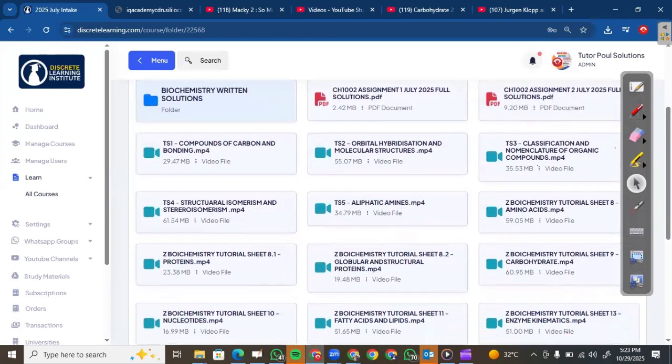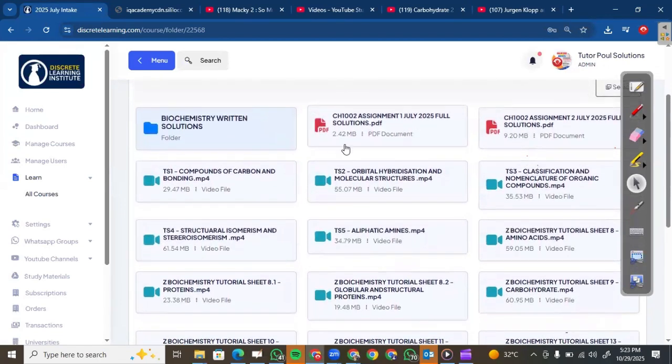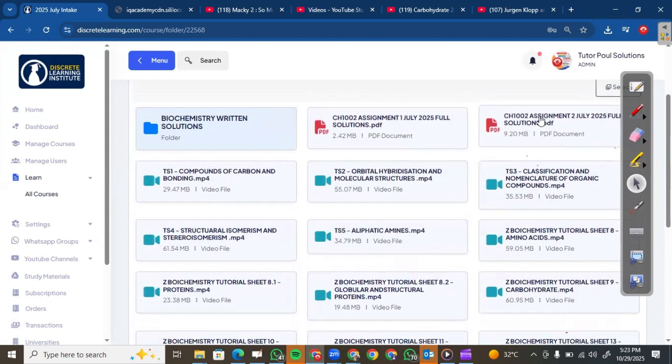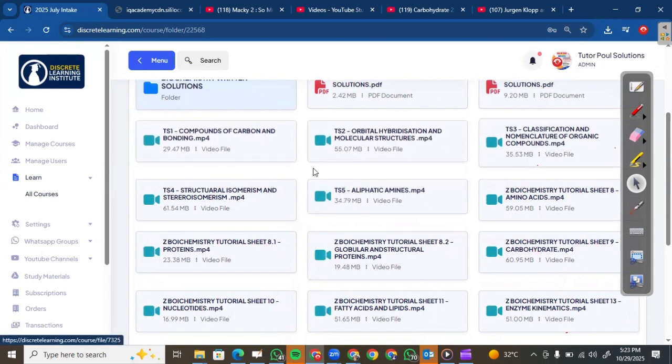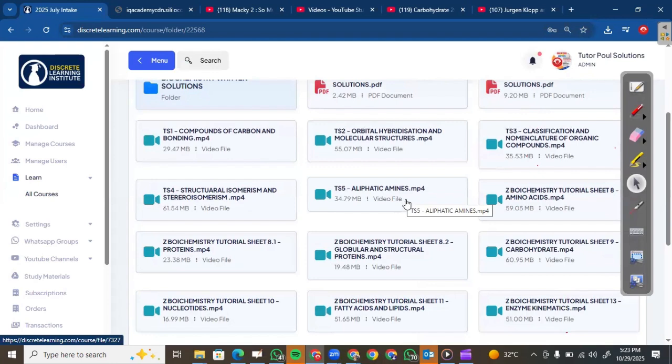Okay, so you can see assignment 1 here in full written solutions. You can see it's a PDF. Assignment 2, full written solutions are here. Okay, and then we have videos for the tutorial sheet. This course is divided into 2 parts. We have the part for organic chemistry and the part for biochemistry. The organic chemistry one has tutorial sheet 1 all the way up to 5. So you can see full videos there from tutorial sheet 1, 2, 3, 4, 5. Full videos on organic chemistry.